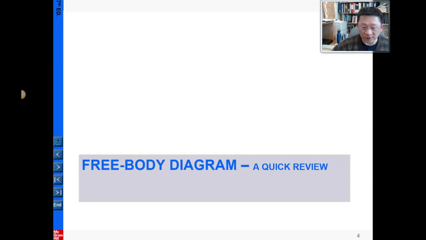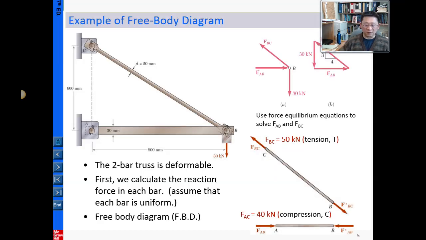Okay, so we move on to the next one, a review of free body diagrams, using this simple example here. Basically, this bar and this bar are elastic, which means they're going to deform under loading. The first task is to find out, due to this given loading of 30 kilonewtons applied here downward, what are the reactions in this bar and in this bar. So we pick this free body diagram of this portion of interest.